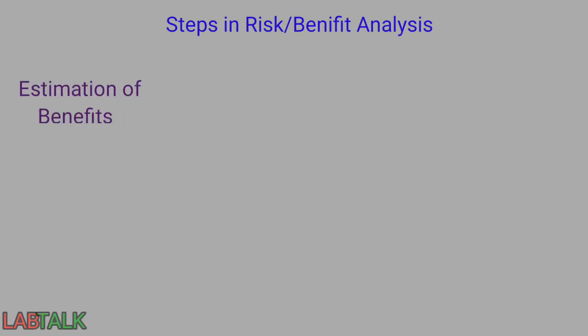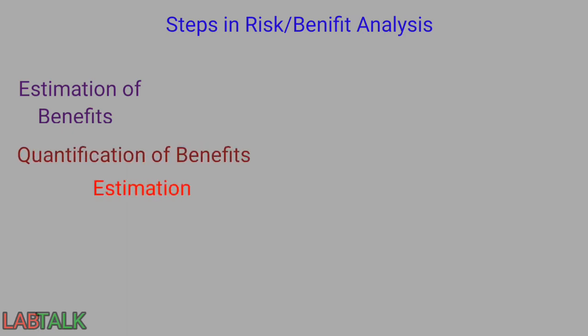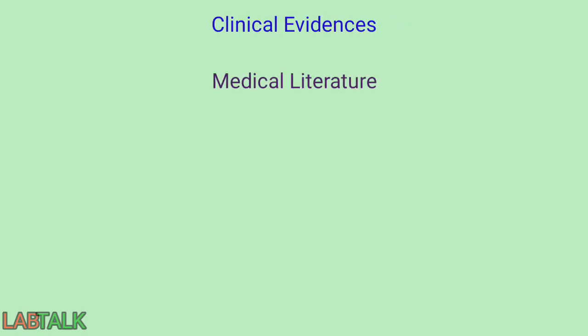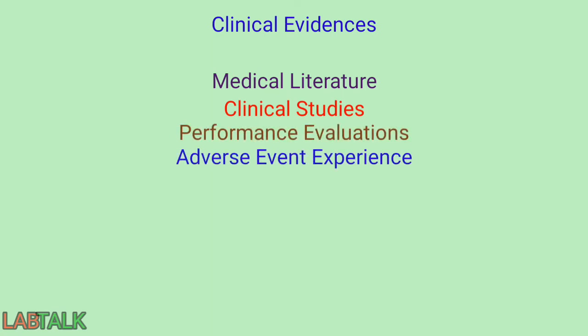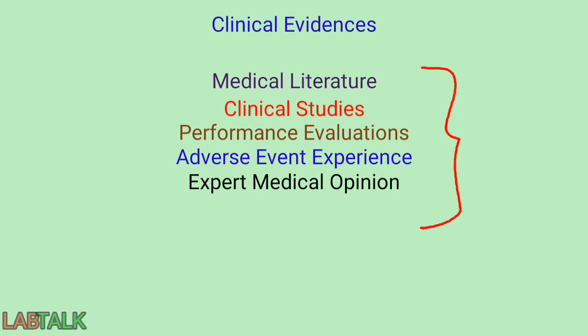So what are the steps involved in the risk benefit analysis? First, you have to estimate and quantify the benefit, and estimate the clinical risk. The clinical evaluation is expected to address the significance of any risk that remains after the designed risk mitigation strategies. Now these clinical evidences of risk can be obtained from medical literature, clinical studies, performance evaluations, adverse event experience, and expert medical opinion. All this must be considered while performing the clinical evaluation of risk.